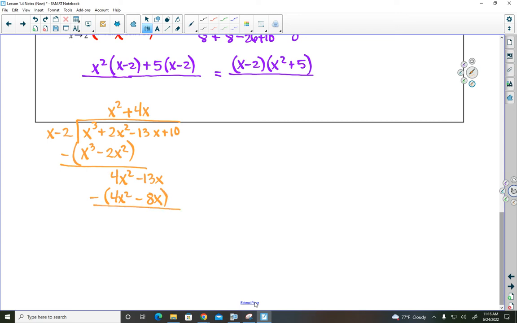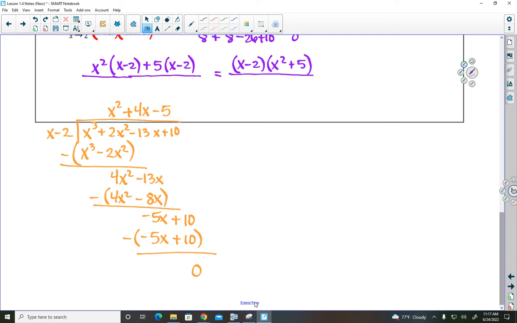Subtract. 4 minus 4 is 0. Negative 13 minus negative 8. We get really plus 8, so negative 5x. Bring down the final term. Start over. How many times does x go into negative 5x? It goes in negative 5 times. This is my last round, so if this x minus 2 is truly a factor of that denominator, I should get a remainder of 0. So that's what we're hoping for. Let's check. Negative 5 times x is negative 5x. Negative 5 times negative 2 is positive 10. Subtract. Negative 5 minus a negative 5 is 0. 10 minus 10 is 0.